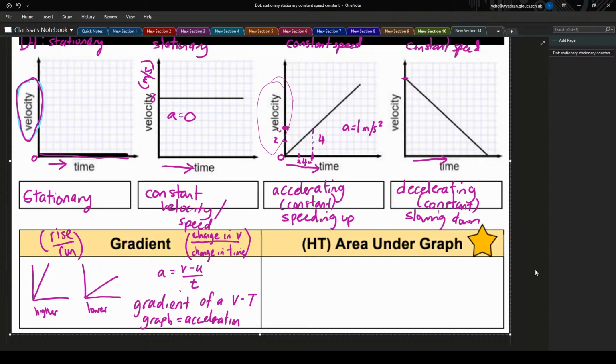Now, for higher tier, so if you're taking foundation, you don't have to worry about this section, but in higher tier, you may be asked to calculate the distance traveled by looking at a velocity time graph. And I notice that I said by looking at a velocity time graph, not a distance time graph. Because obviously it's easy to find distance traveled through a distance time graph. You just look at the distance on the y-axis.